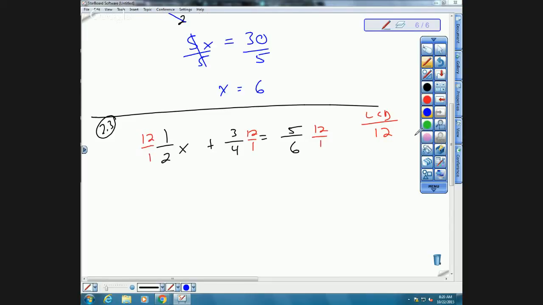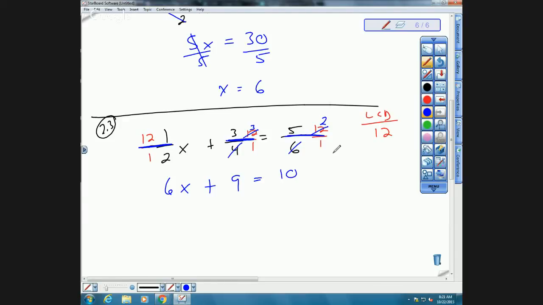So when you go to do these, there's a very, very easy way to do these. This fraction bar goes all the way across, and that fraction bar means divide. So really this is just 12 divided by 2, and you get 6x. On this one, you have 12 divided by 4 is 3, and then 3 times 3 is 9. And here, 12 divided by 6 is 2, 2 times 5 is 10.